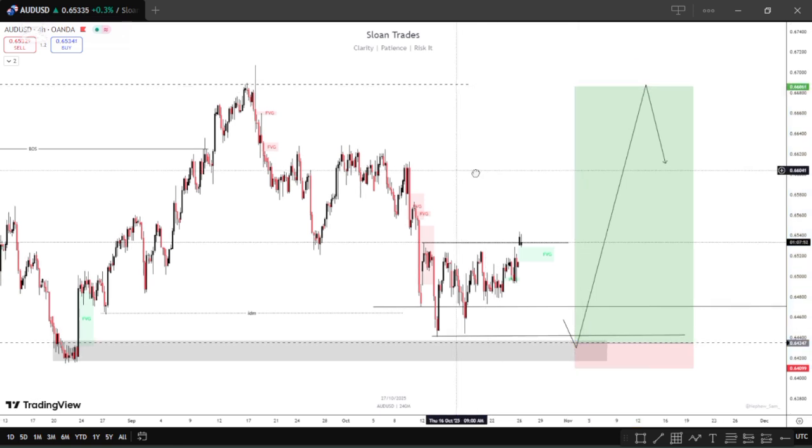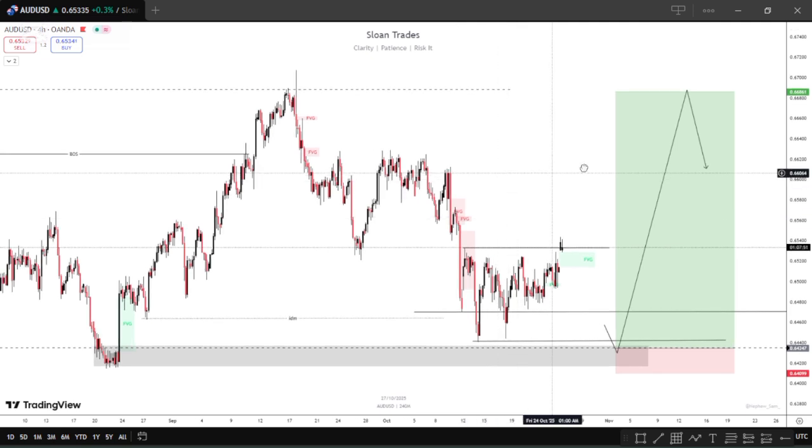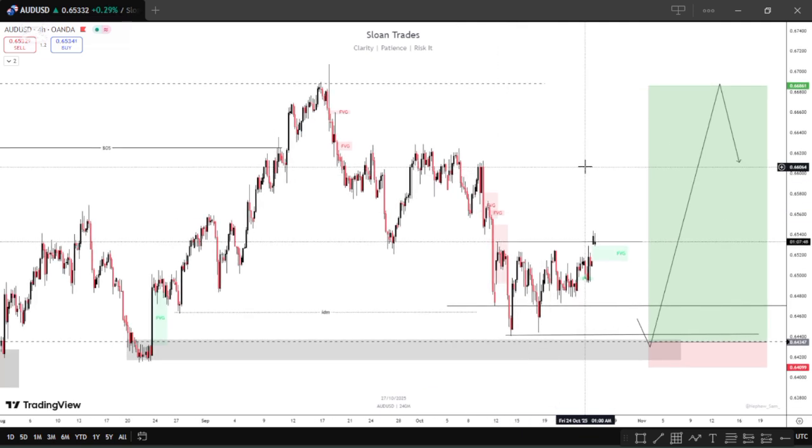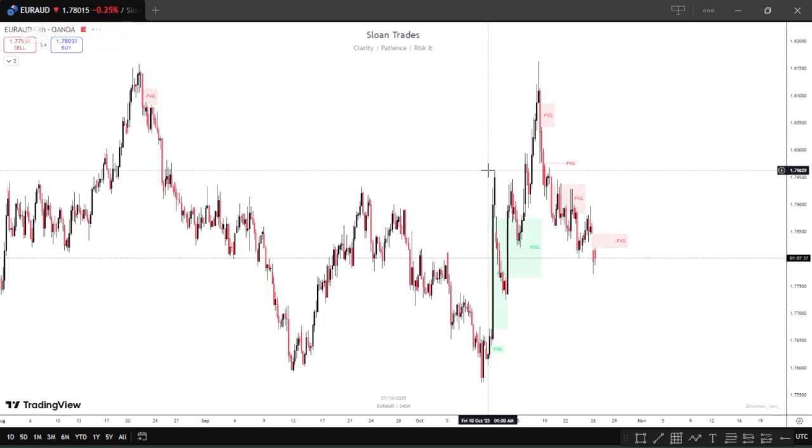Nice setup though. So I'm patiently waiting for the market. Once it does its thing, then I'll do my thing. All right, so the second pair I have my interest on is Euro AUD.